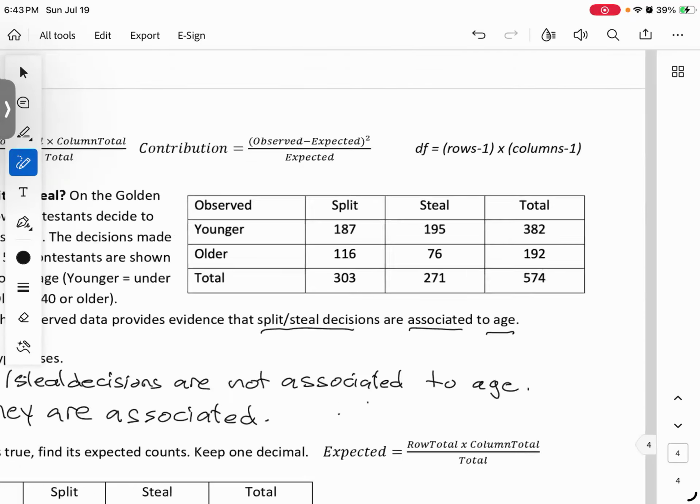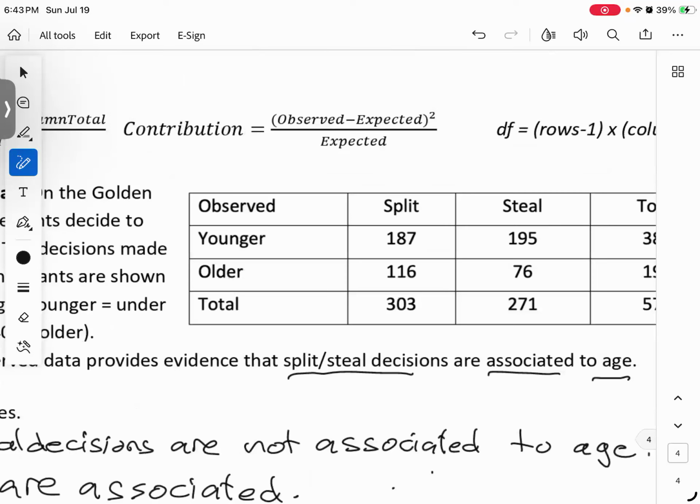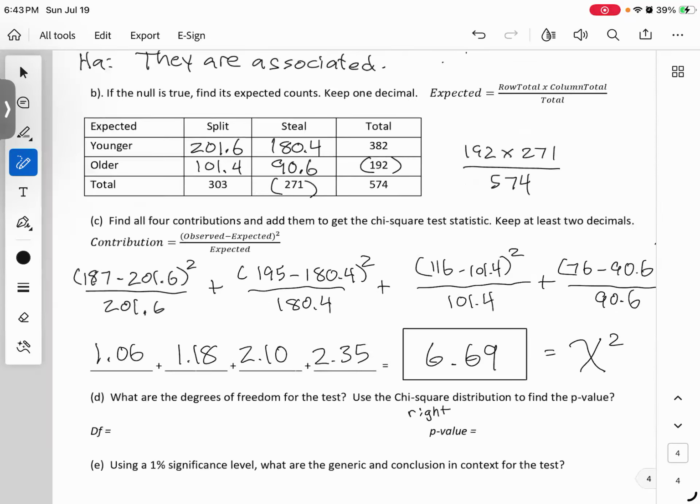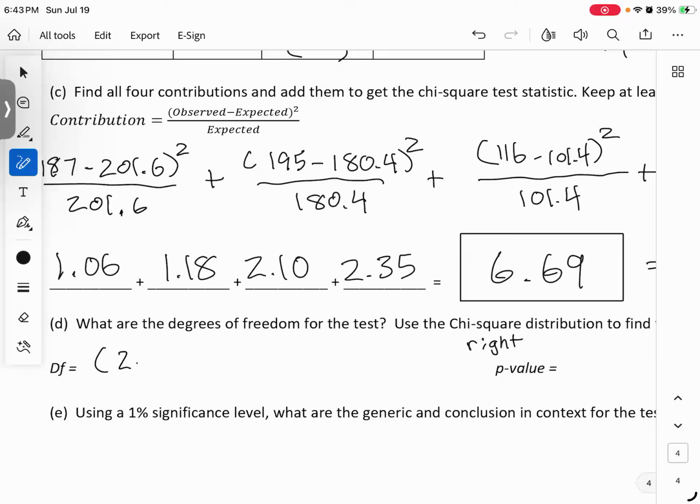Rows minus 1, columns minus 1. And on this one, we've only got officially two rows and officially two columns, like younger and older versus split steel. So 2 and 2. So 2 rows minus 1 times 2 columns minus 1, which order of operations shows that that's just 1 times 1, which is 1.